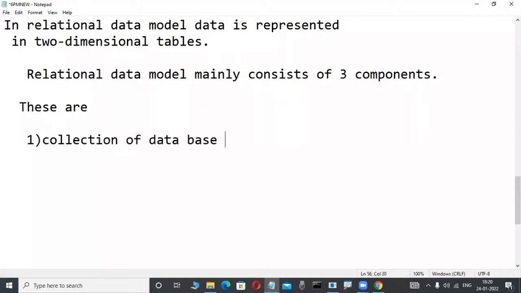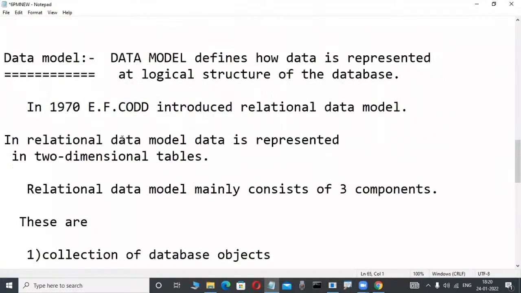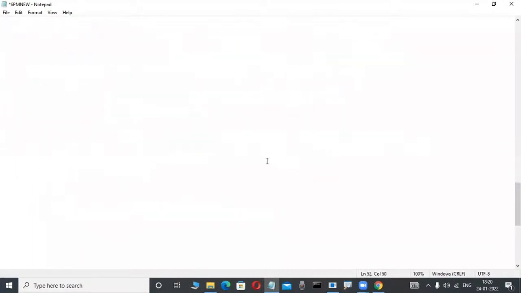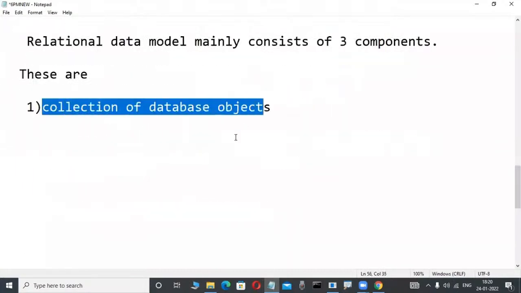Database objects are available in these types of software: Oracle, SQL Server, DB2. What is this? Daily we are learning it. Observe here slowly. The relational data model mainly consists of three components. What is the first one? A collection of database objects.